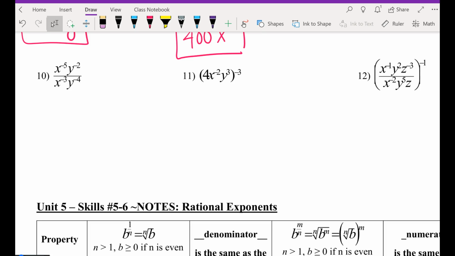Did we all grab a homework 4? Distribute the negative first.